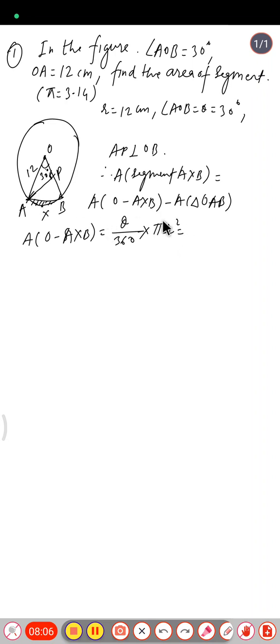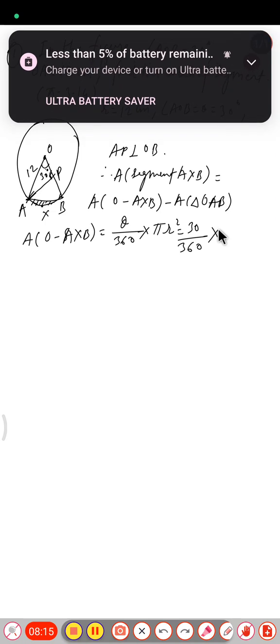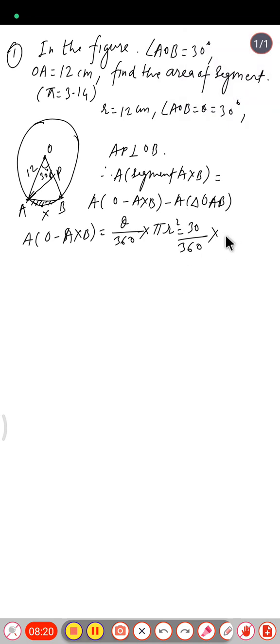Clear? So the value of theta we have, it's 30 upon 360, and the value of pi is given earlier. We have taken pi into the value of r, which is 12 into 12. So we get 0 0 cancel, 3 1s are 3, 3 12s are 36, so 12 and 12 get cancelled, so remaining is pi into 12 centimeter square. This is the area of sector, or we can simplify it further later.